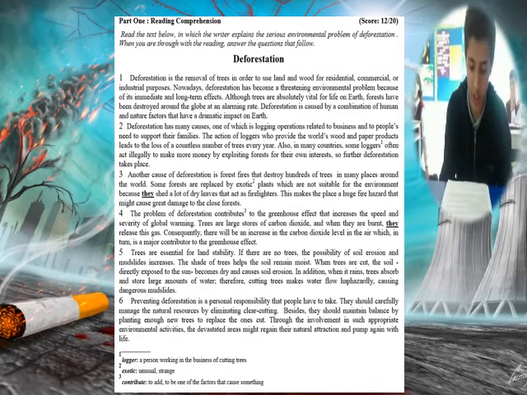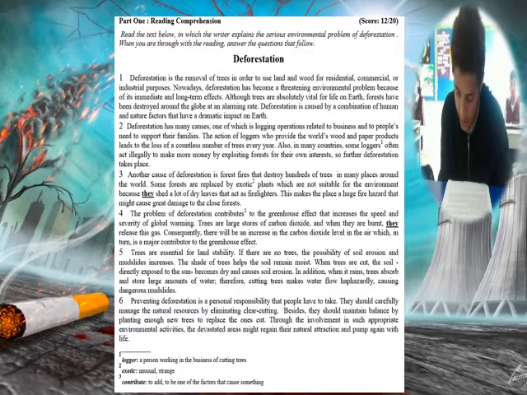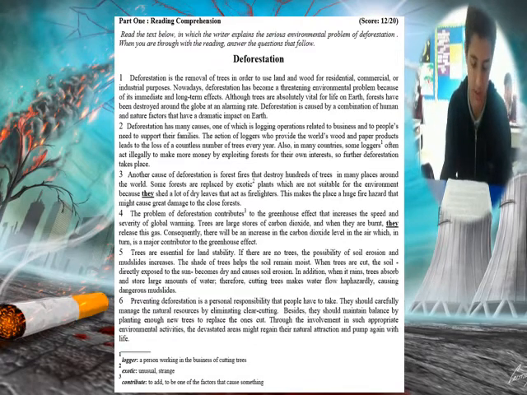Trees are essential for land stability. If there are no trees, the possibility of soil erosion and mudslides increases. The shade of trees helps the soil remain moist. When trees are cut, the soil directly exposed to the sun becomes dry and causes soil erosion. In addition, when it rains, trees absorb and store large amounts of water. Therefore, cutting trees makes water flow haphazardly, causing dangerous mudslides.